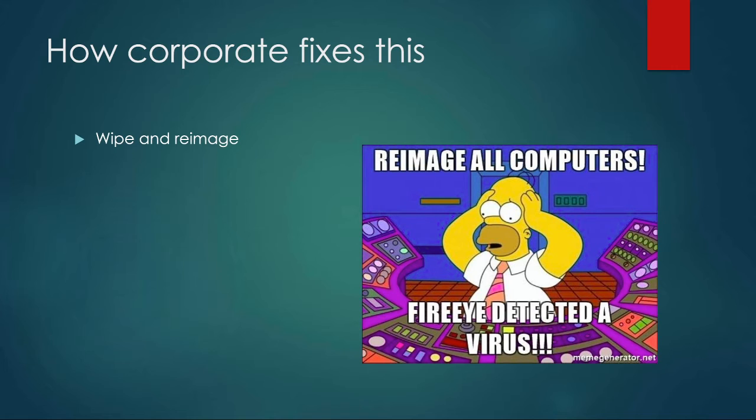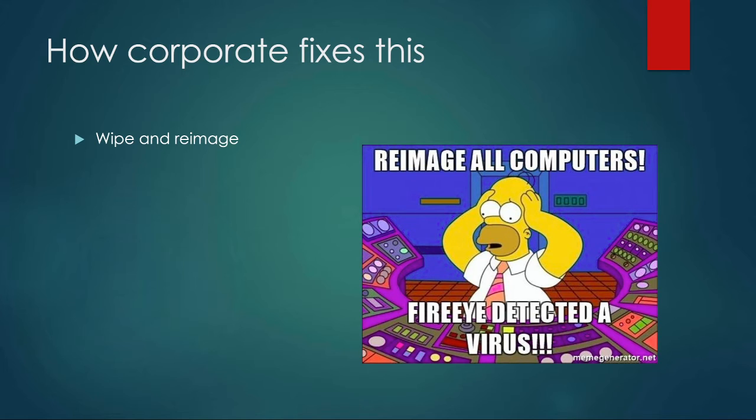So if you buy a computer, you're probably going to get a bunch of bloatware on there. Companies don't want to deal with that, so they just wipe and reimage. In general, if there are any problems with a computer, slowdowns, ads, potential viruses, most companies are going to do wipe and reimage as the first thing that they do.